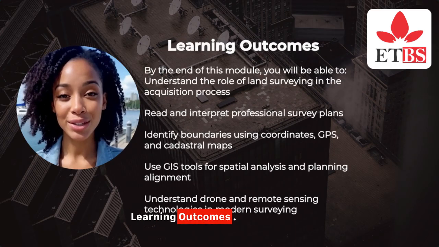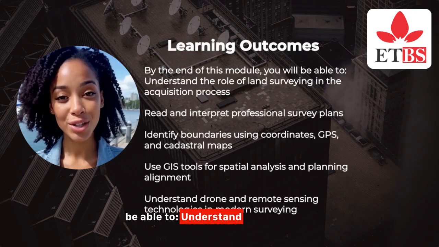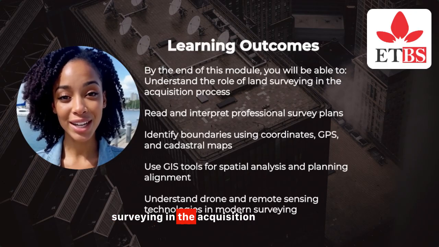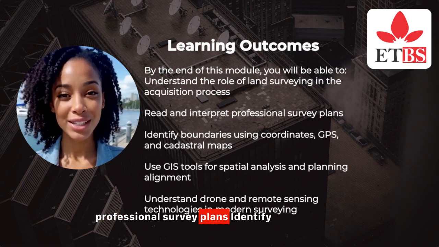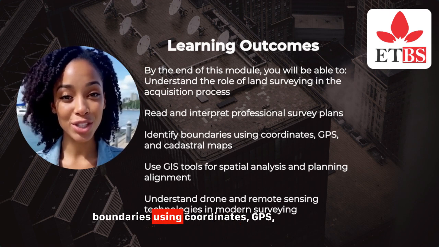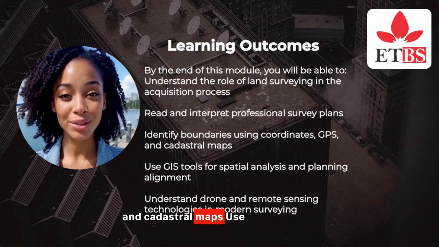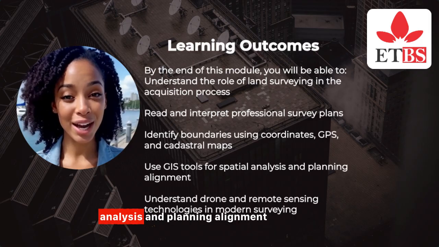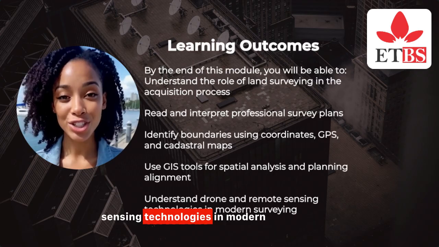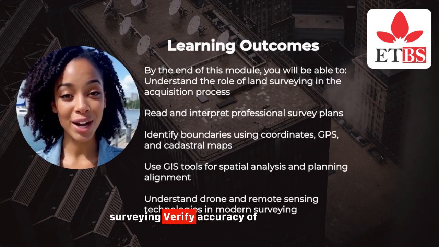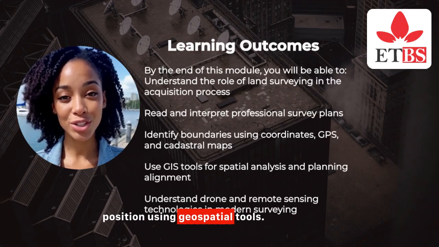Learning outcomes. By the end of this module, you will be able to understand the role of land surveying in the acquisition process, read and interpret professional survey plans, identify boundaries using coordinates, GPS, and cadastral maps, use GIS tools for spatial analysis and planning alignment, understand drone and remote sensing technologies in modern surveying, verify accuracy of land shape, area, and position using geospatial tools.